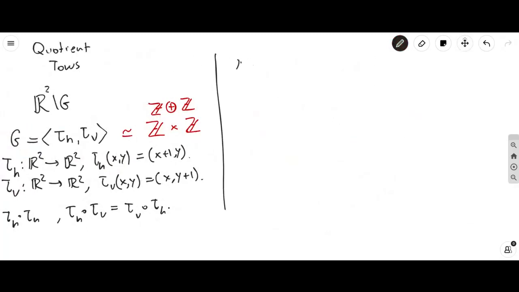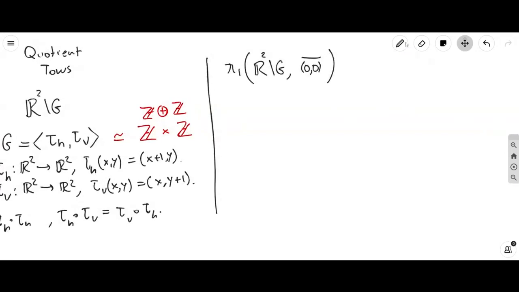the fundamental group of the torus, R2 take away G, and we need a base point, and the easiest base point to use is the mod class of the origin. This is going to be isomorphic with G. So that's the theorem, that the fundamental group of a quotient is isomorphic to the group that gave you the quotient.